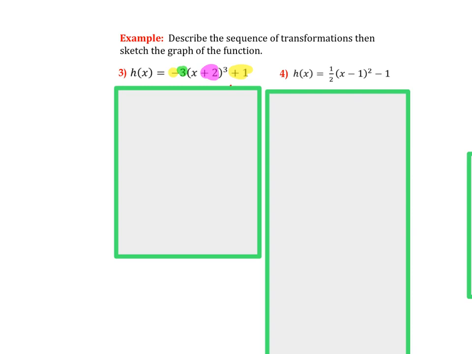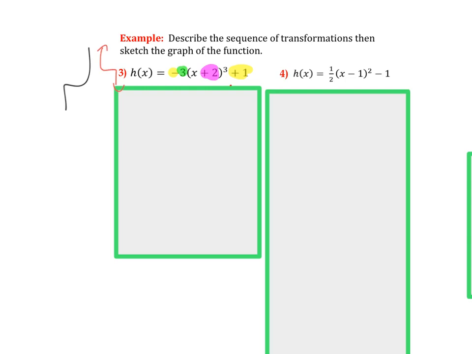All right, so here on this first function, I've got negative 3 times the quantity x plus 2 cubed plus 1. So right now I'm seeing that cubed, so that tells me we're going to be dealing with a cubic function. That's kind of a gross graph. A negative out front is going to reflect it, so it's going to be upside down. So instead of what's written there in black, it'll look like one of those in red.